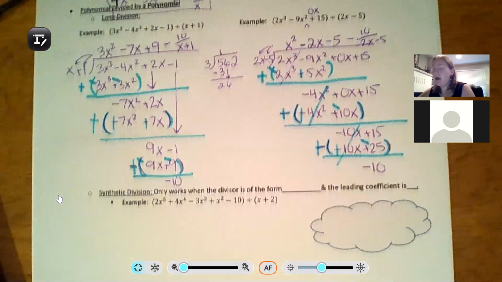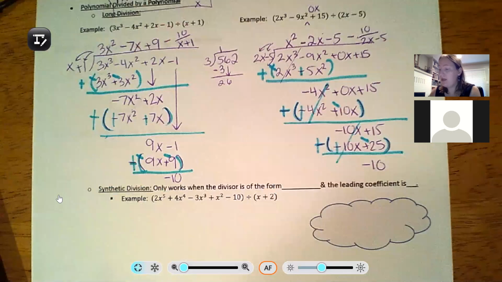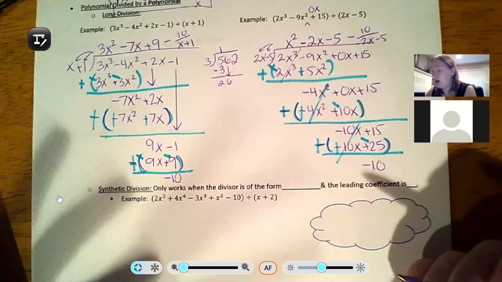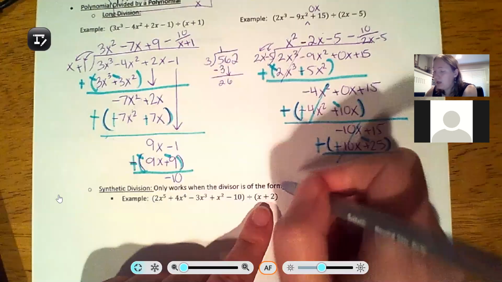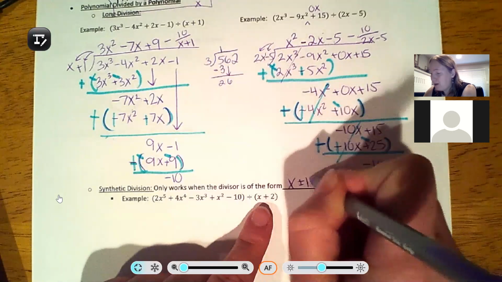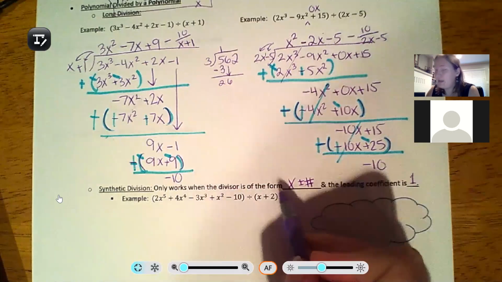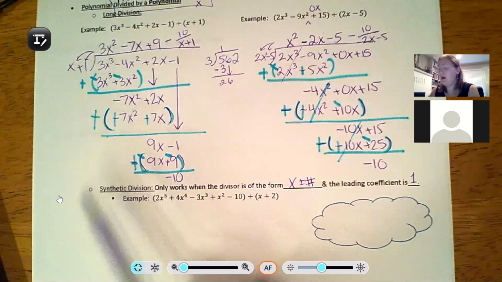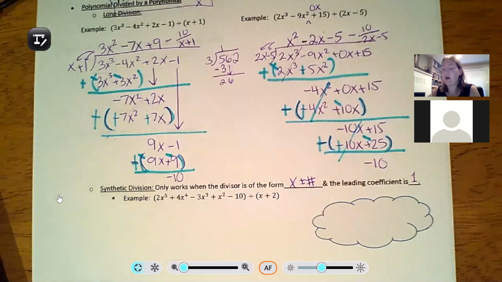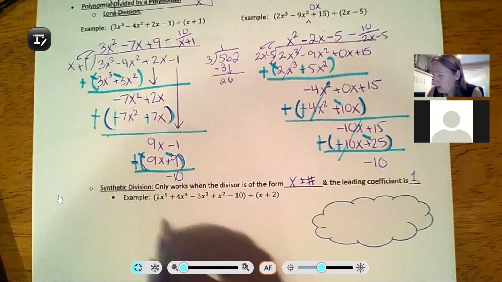Synthetic division is a shortcut, but it has some limitations to it. So synthetic division is where you have to have a divisor, the denominator, be x plus or minus some number. And so the leading coefficient has to be 1. It has to be 1x. It can't be like 3x. It can't be this 2x minus 5, because then it won't divide out in this shortcut way.